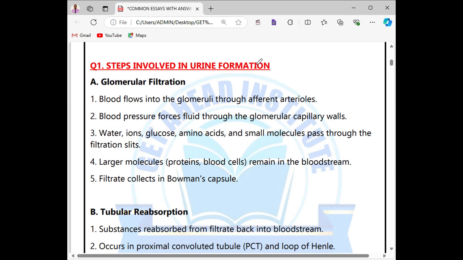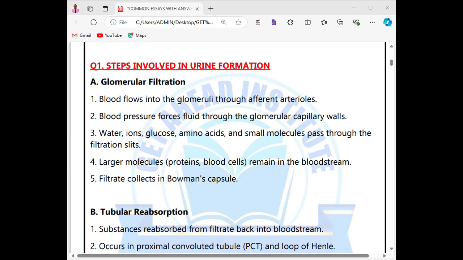All right. So the first question is about the steps involved in urine formation. Okay, the steps involved in urine formation. That is the first question. So this, I'm sure you know, comes from the topic renal physiology.